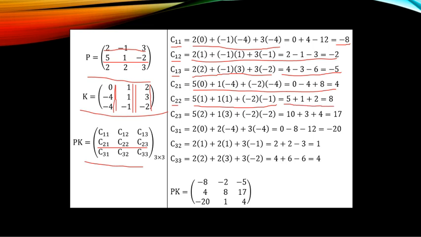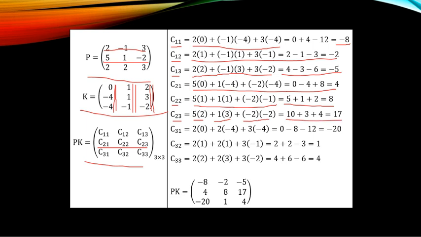Then you move to C23, that is second row, third column. Use the same second row of P to multiply the third column of K. Element by element, you have 5 times 2, you have 1 times 3, -2 times -2. Simplify further, you have this, that is 17.